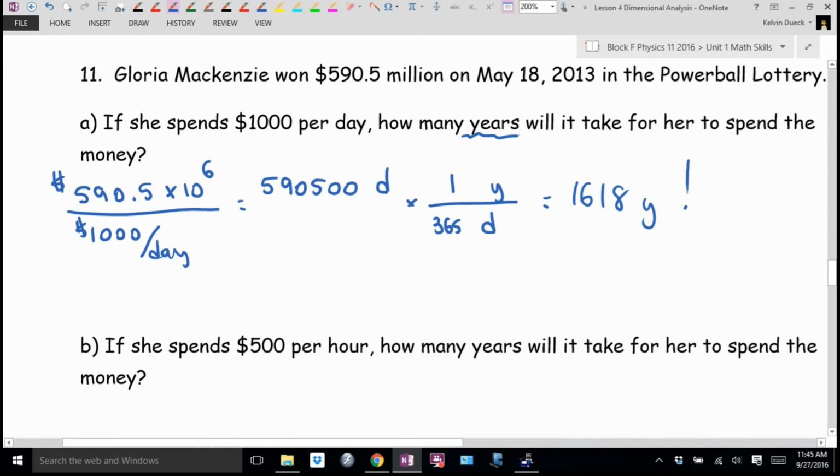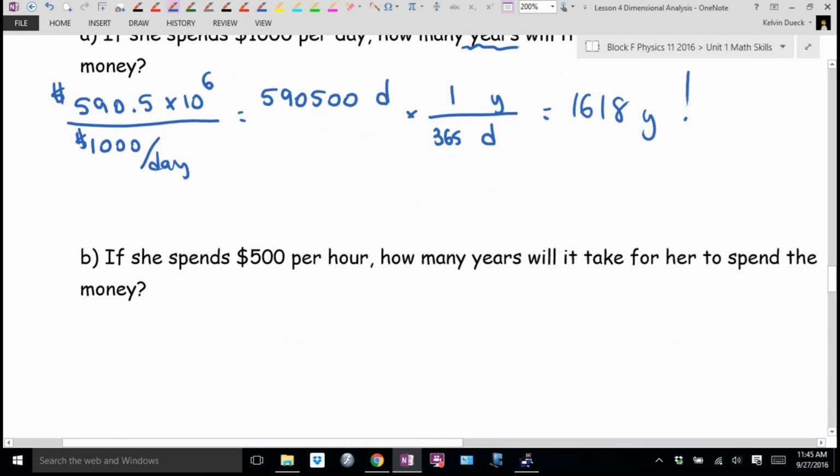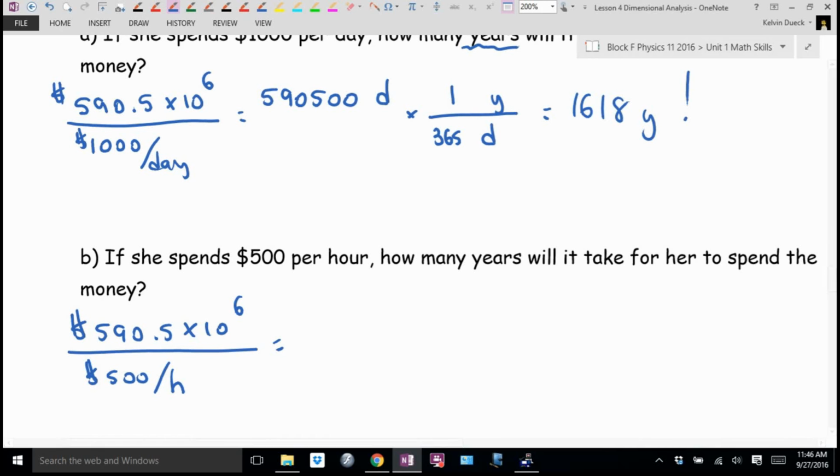Let's go, instead of $1,000 a day, let's go $500 an hour. Okay? How am I going to start this question? How have I started every other question? I'm going to write down what I'm starting with, which is 590.5, and then million is 10 to the 6th. But now we're going to divide by 500, because that should tell us how many hours it's going to take. If she's spending that much per hour, divide by 500, that's how many hours you're going to need. And then we'll convert that to years.